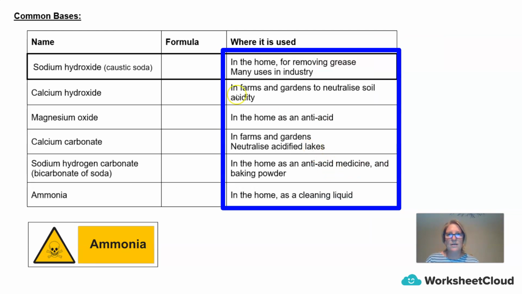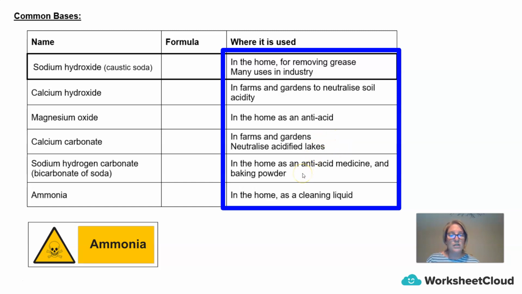So it is important that you learn this table where you look at the common bases that we will find in a laboratory. It is important you learn the formula of these bases and particularly where it is used. So sodium hydroxide or caustic soda is also used as a drain cleaner and in industries. Calcium hydroxide, we find that in fertilizers and we use that to neutralize soil acidity. Magnesium oxide, you might find that in things like milk of magnesia or Rennie's tablets or Gaviscon. Calcium carbonate is also found in fertilizers and we use it to neutralize acidified lakes or acidic soil.